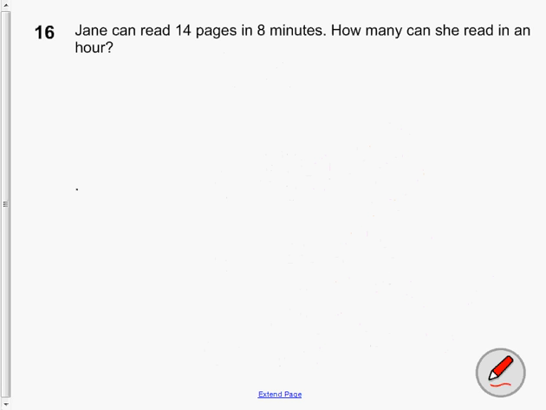Question 16, Jane can read 14 pages in 8 minutes. How many can she read in an hour? So 14 pages in 8 minutes is proportional to how many pages in 1 hour? The problem is we don't have the same units here. So what I'm going to do first is I'm going to erase my 1 hour, and I'm going to put it as 60 minutes. Okay, now there's three methods to solve using proportional reasoning.